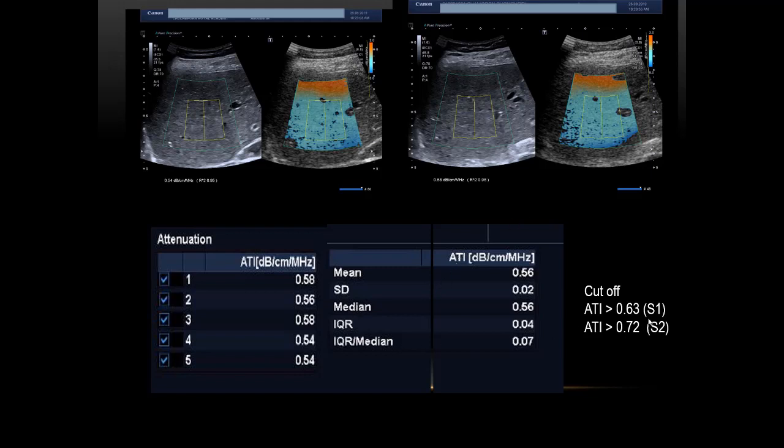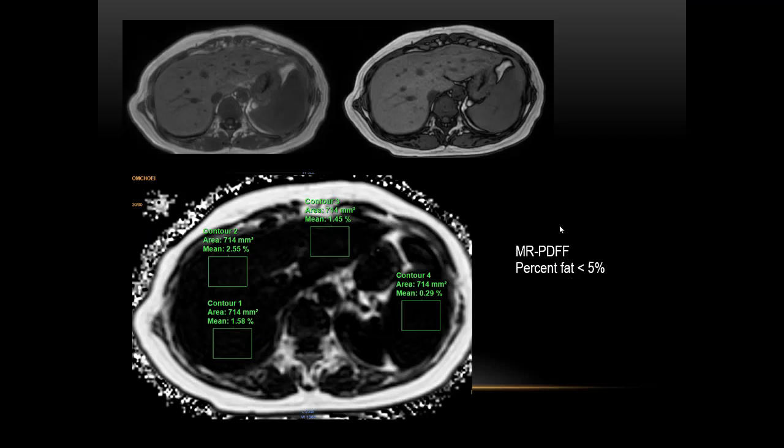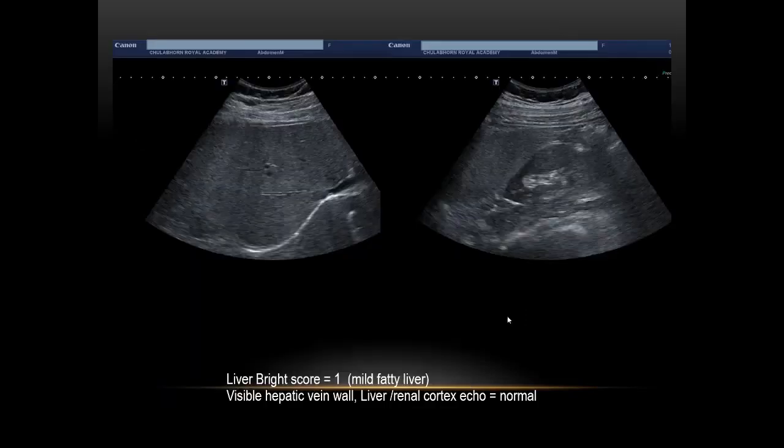So the cutoff for S1, the mild fatty change, is around 0.6. This one is 0.56, which is considered no fatty change. We confirm with MRI-PDFF that the percent fat is less than 5%, so it corresponds to no fatty change. This is a normal case.